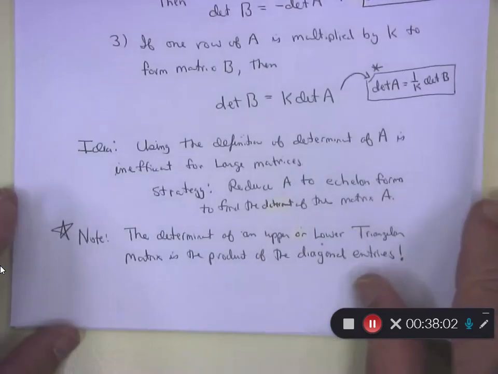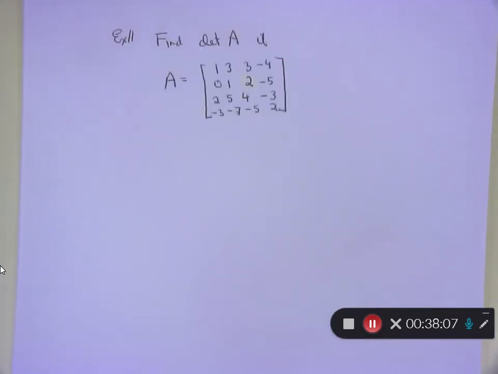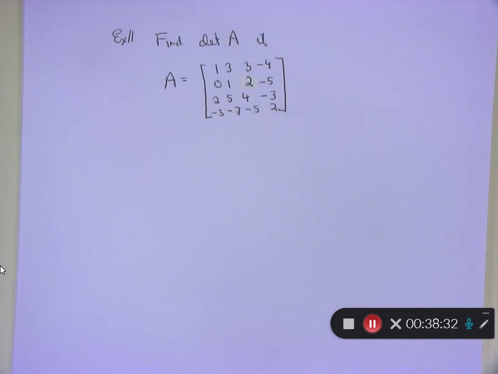Okay? So let's do this one. Find the determinant of A if A is equal to 1, 3, 3, negative 4, 0, 1, 2, negative 5, 2, 5, 4, negative 3, negative 3, negative 7, negative 5, 2. And I read this stuff to you guys in case you can't read my handwriting, but hopefully you can read. Yeah, I'm really going out of my way to put the little minuses on there so you can see them. Okay?